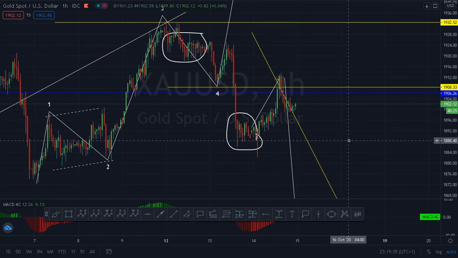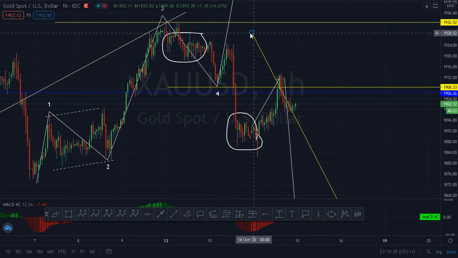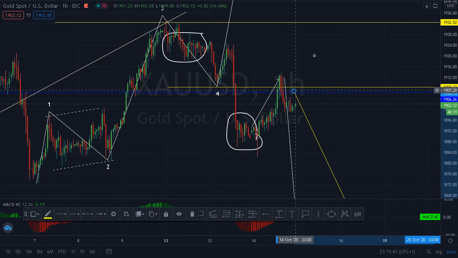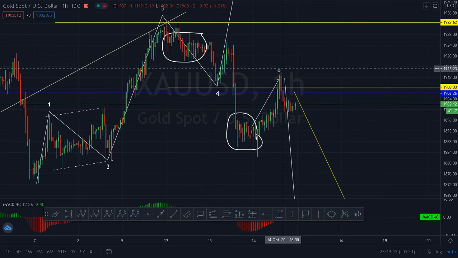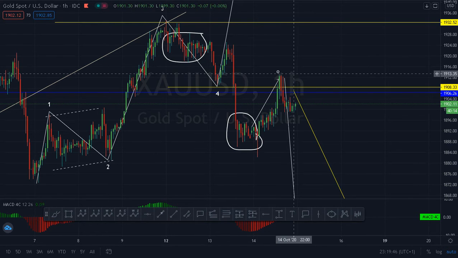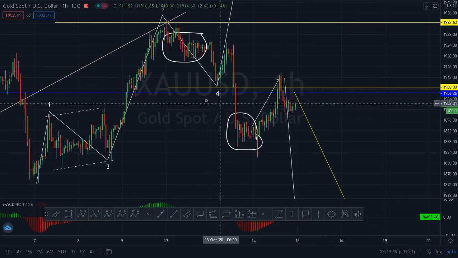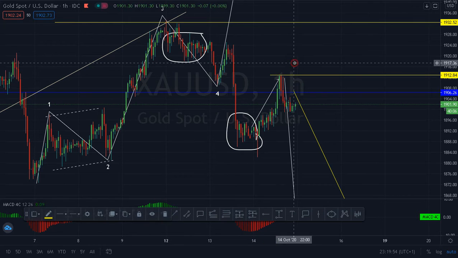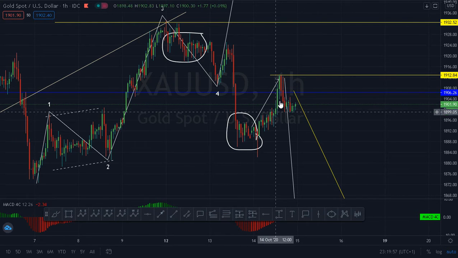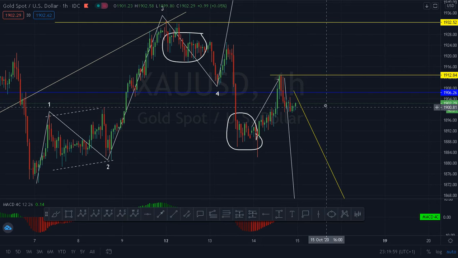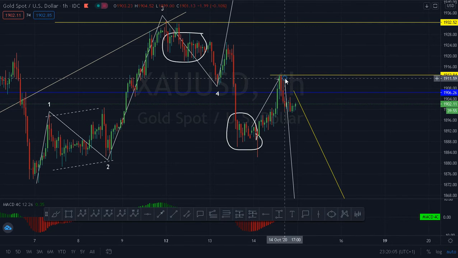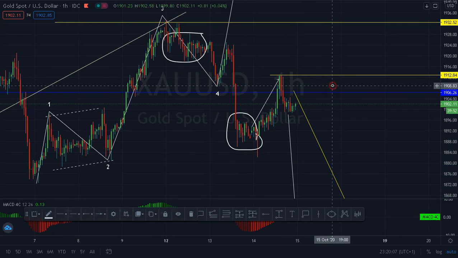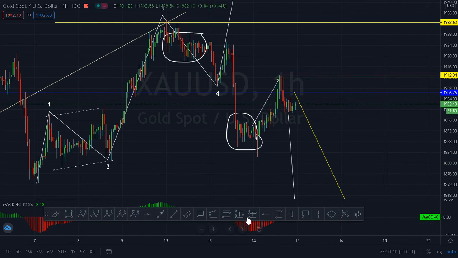And what do we have here? What we have here right now is that I can tell you that this pullback or retracement is over. The pattern of the candles we have here shows that it is over. So I will be looking. In fact, I will place a sell stop here after this analysis.